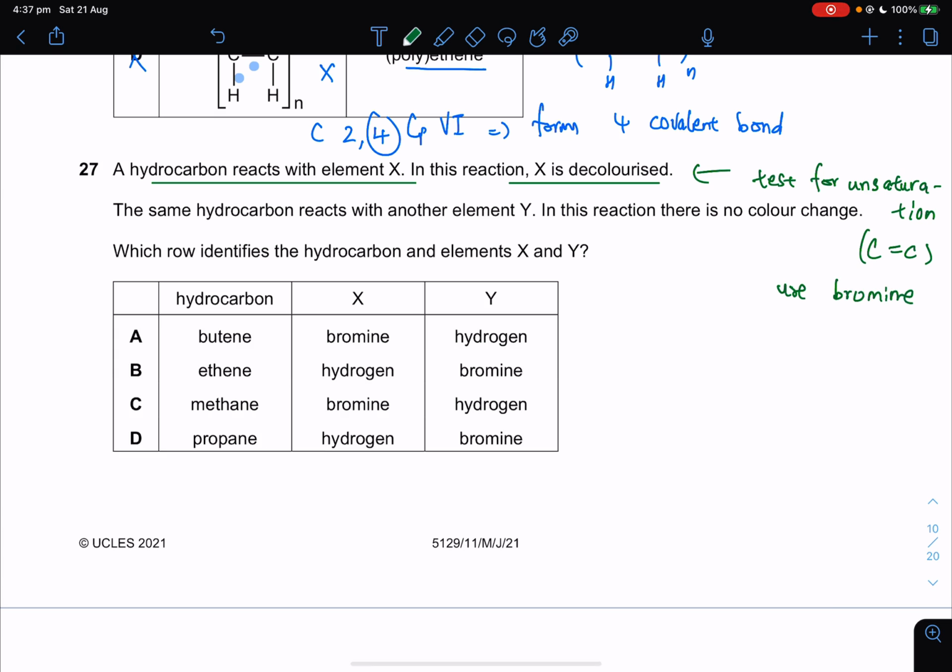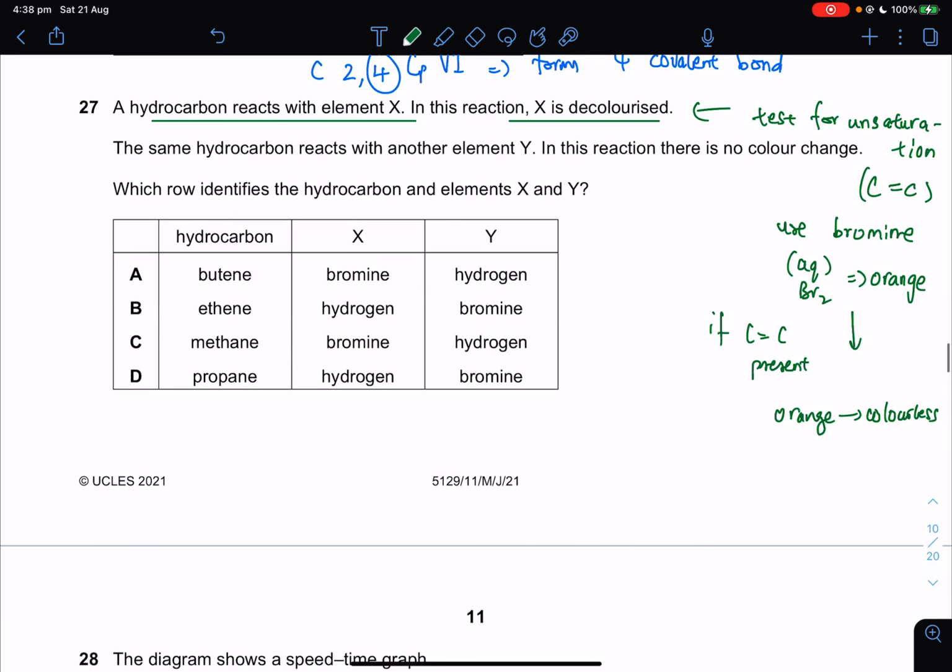So that is going to be orange. When the bromine reacts with the carbon-carbon double bond, that means if a carbon-carbon double bond is present, then it's going to go from orange to colorless because the bromine will react. When the bromine reacts, that means the bromine becomes colorless. Okay, so bromine will react with carbon-carbon double bond, which is unsaturated hydrocarbon.